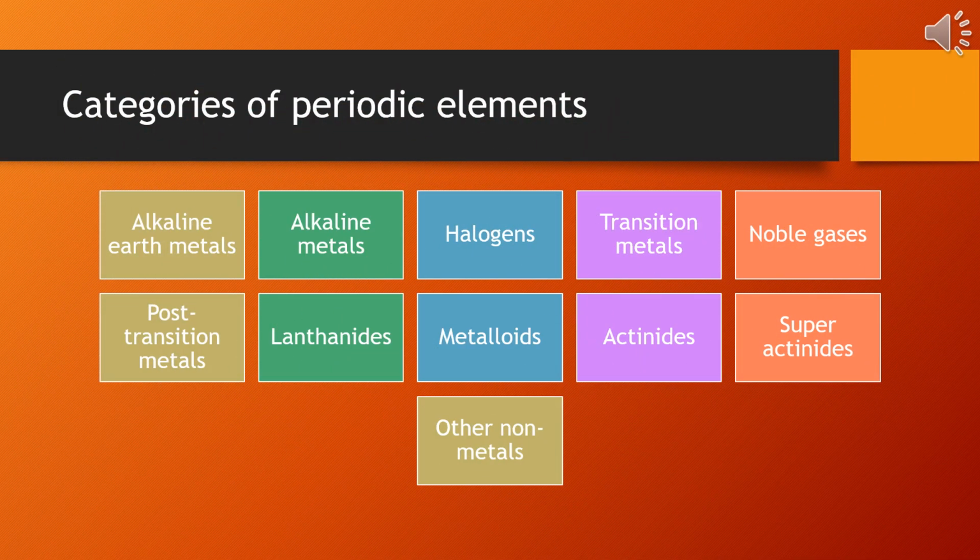Today we are going to learn the categories of periodic elements. Alkaline earth metals. Alkaline metals. Halogens. Transition metals. Noble gases. Post-transition metals. Lanthanides. Metalloids. Actinides. Superactinides. Other nonmetals.